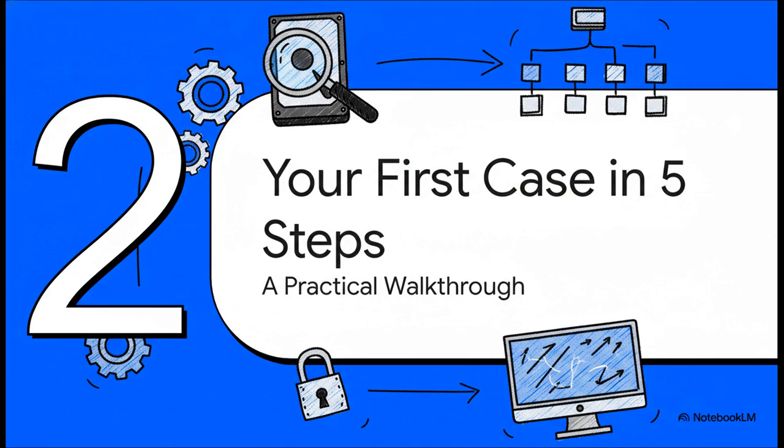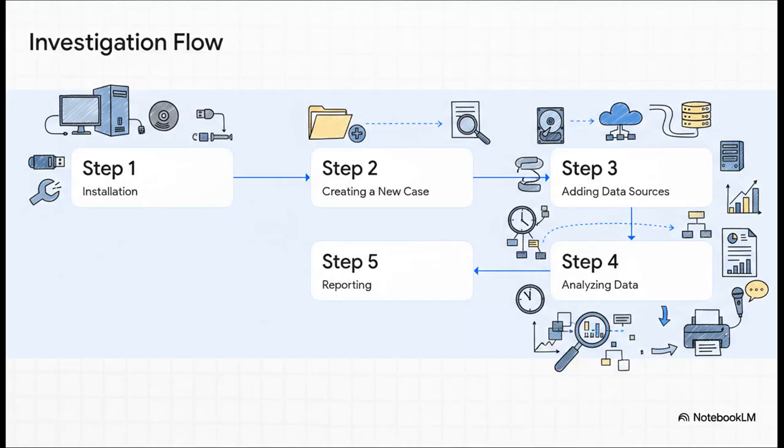All right, enough of the theory. Let's get our hands dirty. We're going to walk through your very first digital investigation in 5 really simple, totally manageable steps. And here's the whole process at a glance. We start with installation, then create a new case, add a data source, analyze that data, and finally, report on what we found. See, it's a nice, clean, logical flow.